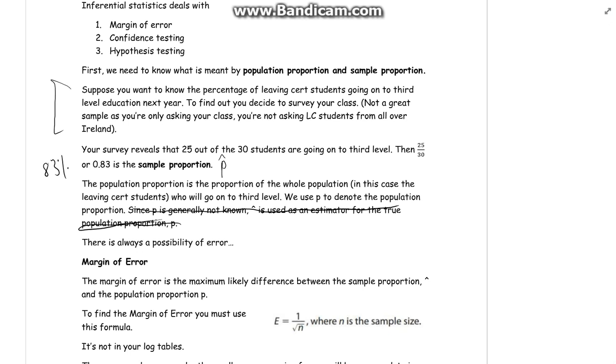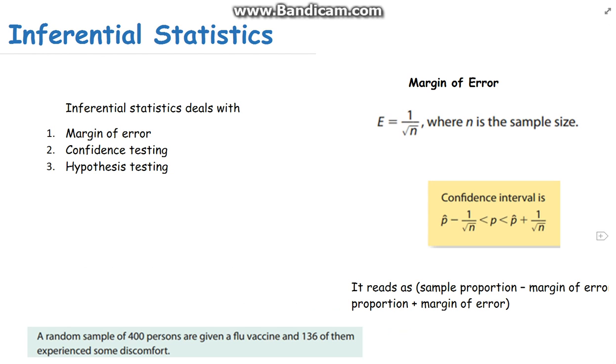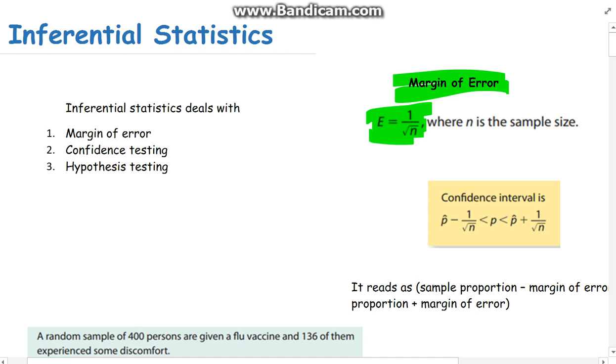Right, so we'll go back to inferential statistics. The important thing to get out of that is how to find sample proportion. But they may ask you to calculate the margin of error, okay? And if they do, you use this formula over here. Margin of error is equal to 1 over the square root of n.